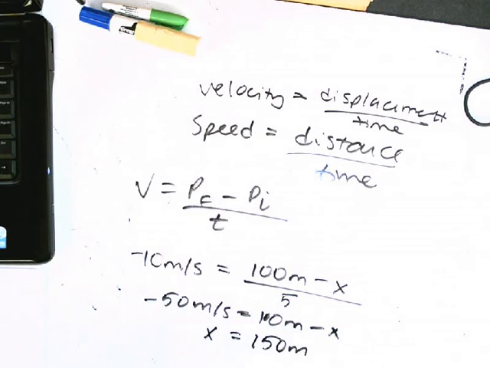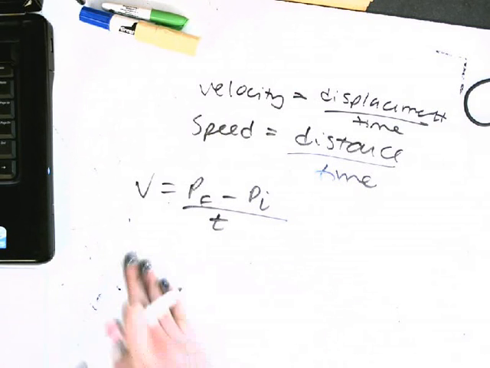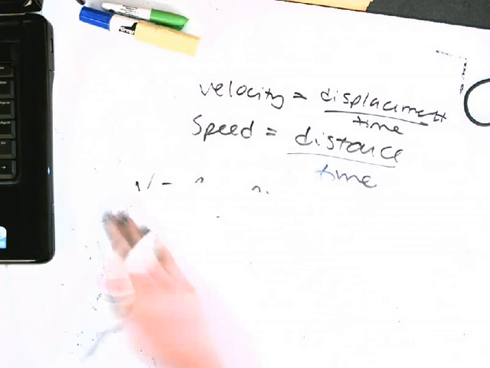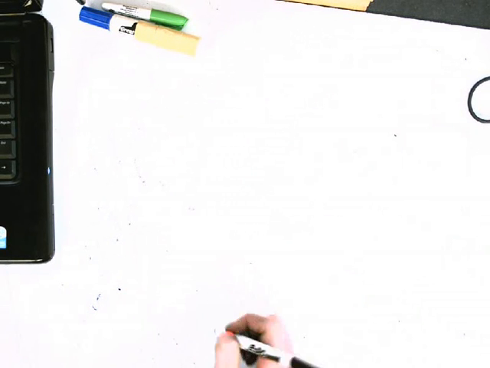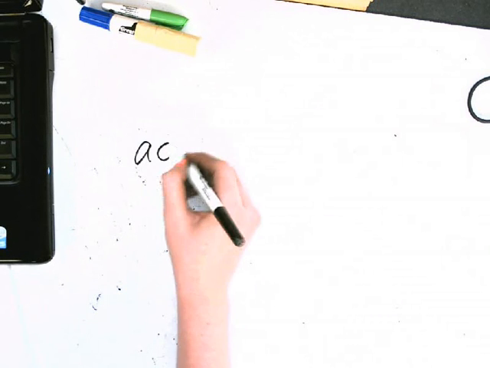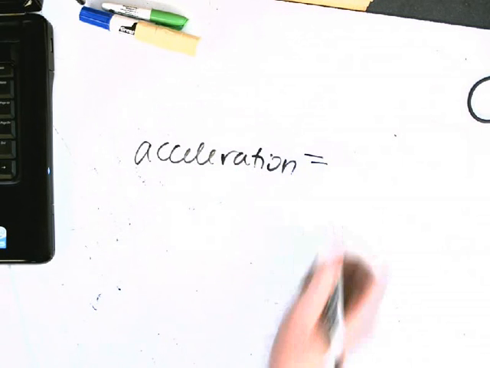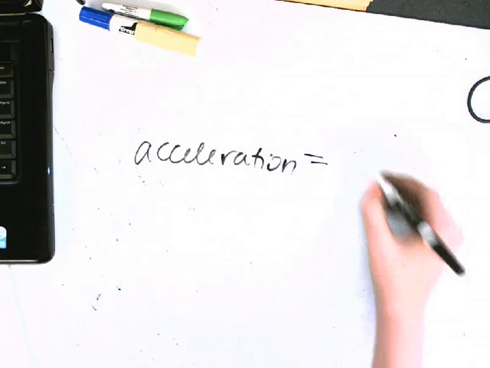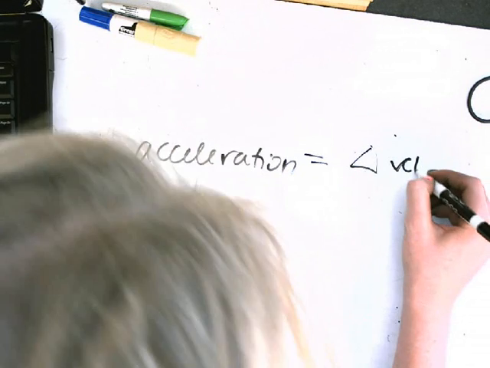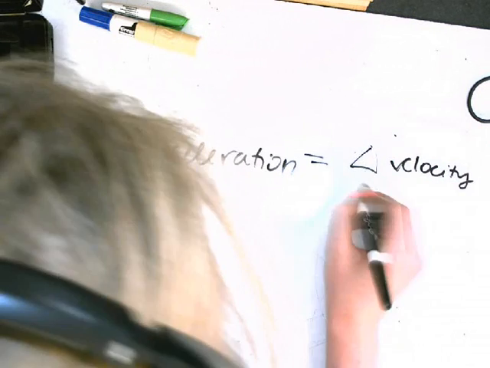So that is speed and velocity. Now, acceleration. So acceleration is equal to your change in velocity over the time.